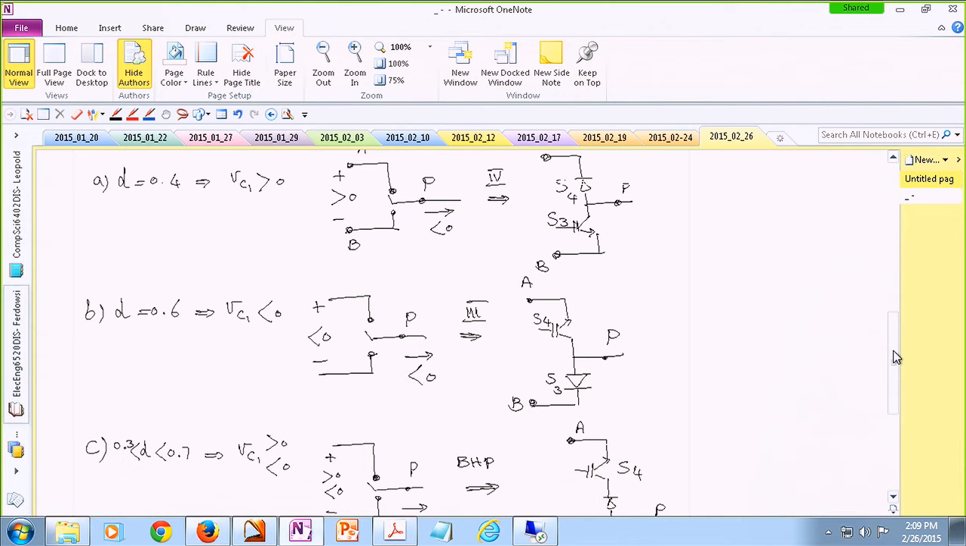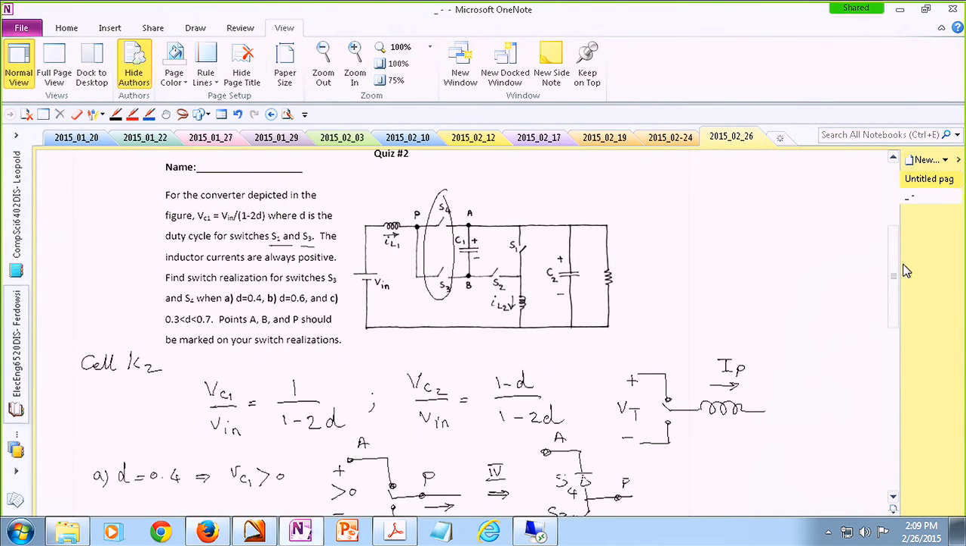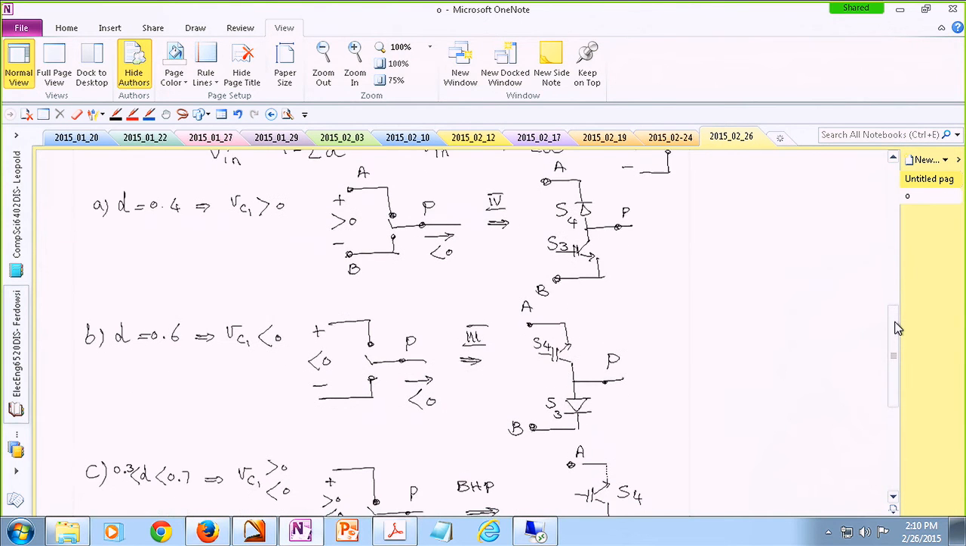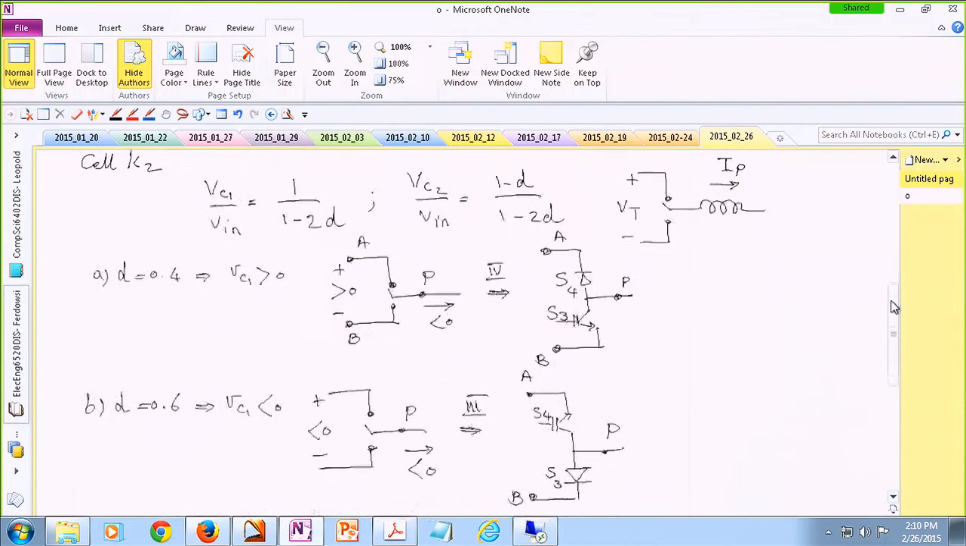So, in the description of the problem, it said the duty cycle is applied to S3. Right. So that means the command, when C equals 1, is being applied to S3, so it should be throw 1. So B should be on the top. Well, point B should be on the top.